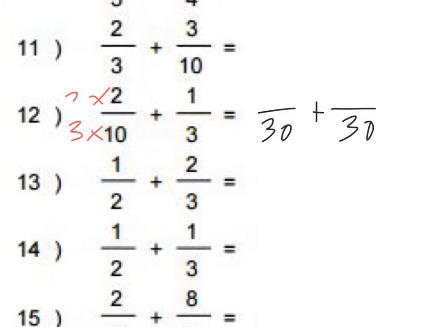3. So remember, everything you do on the bottom, you have to do on the top. Everything on the top, you do on the bottom. What's 3 times 2? 6. Yes, good.